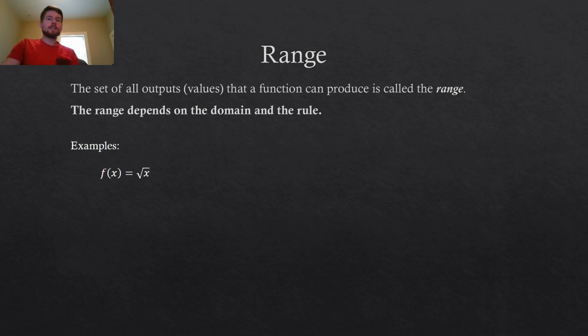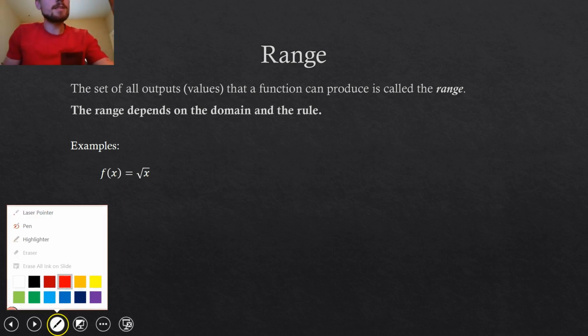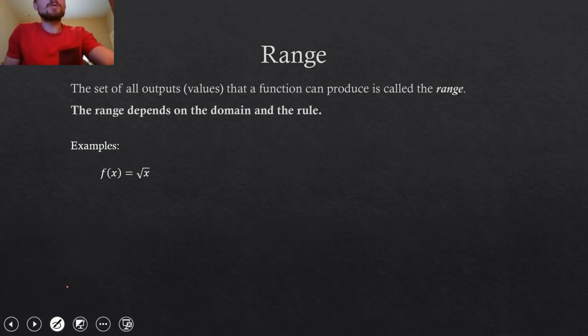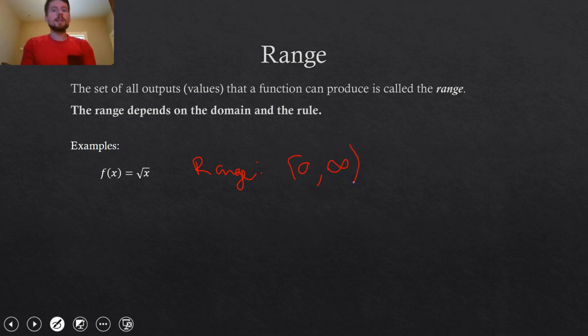Okay, here are some examples of ranges for those functions we looked at earlier. The range of the square root of x, using interval notation, is from 0 to infinity. It's going to give you positive numbers and 0, so all the things that are non-negative.